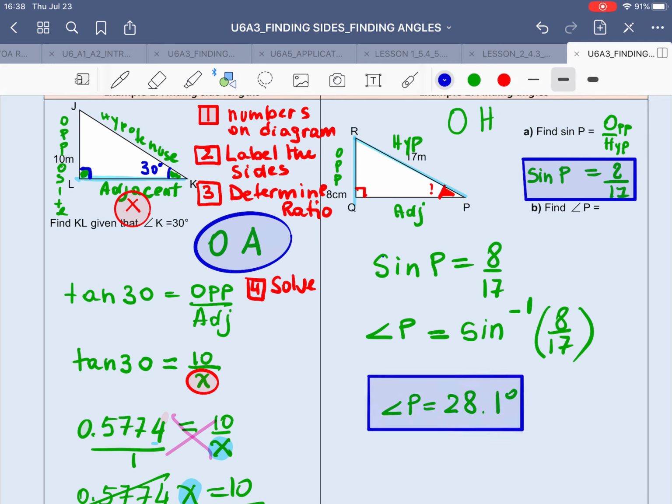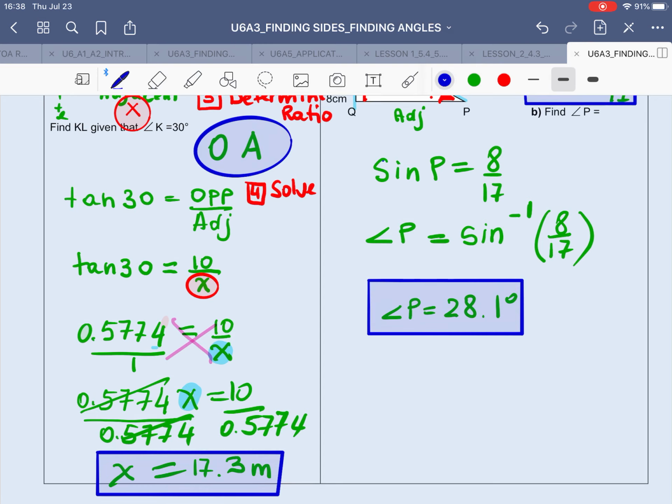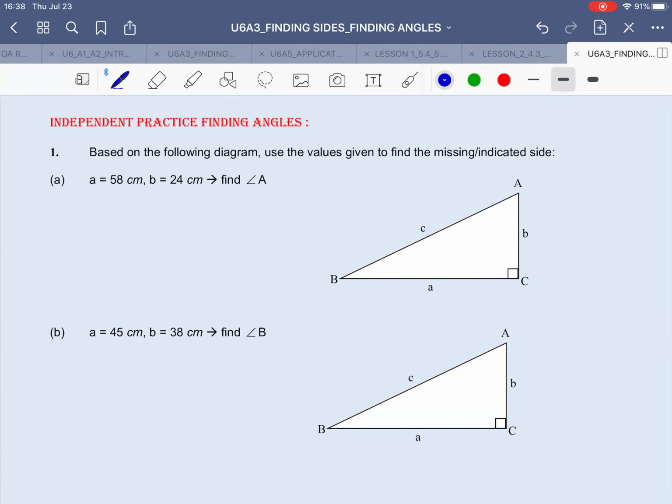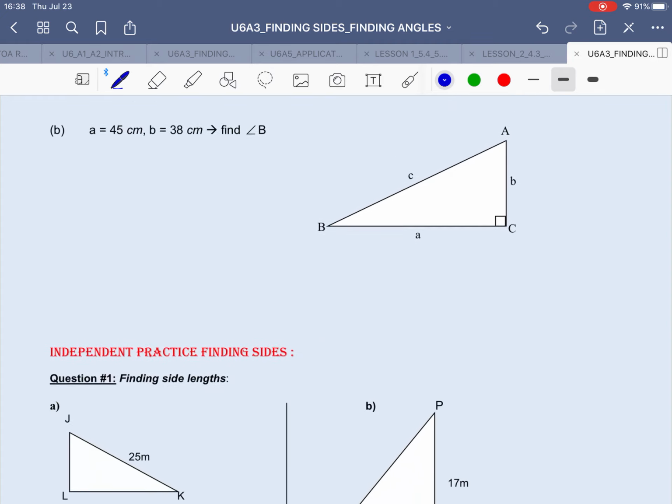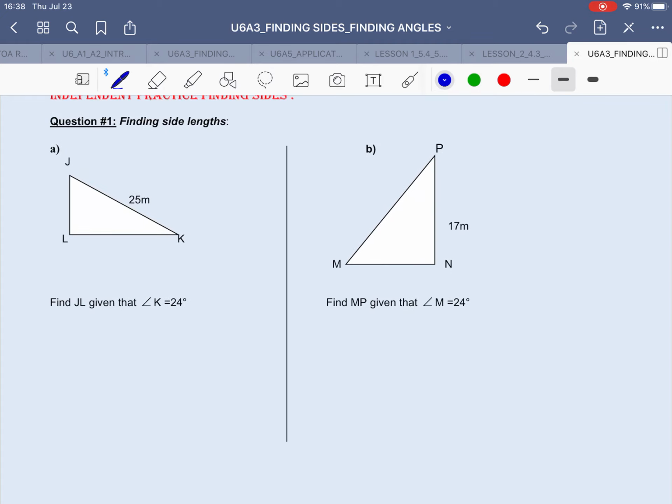Now, say that, for example, you were asked to find the angle R as well. All we have to do, remember, is simply use the sum of the angles in a triangle. And that's how we assure that we have a lot of information in our hand, okay? And here you have some independent practice with finding angles, so feel free to practice some more questions.